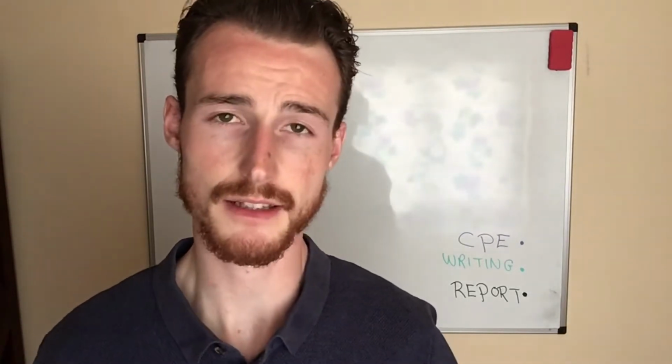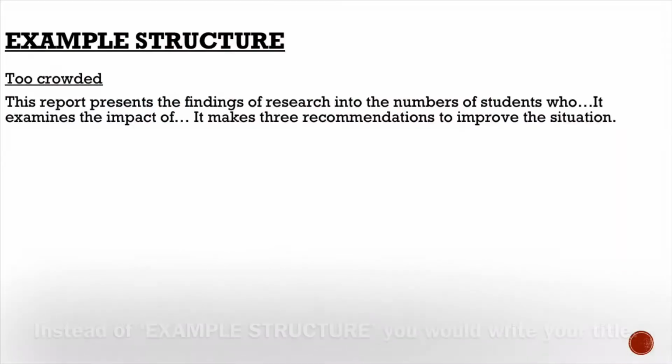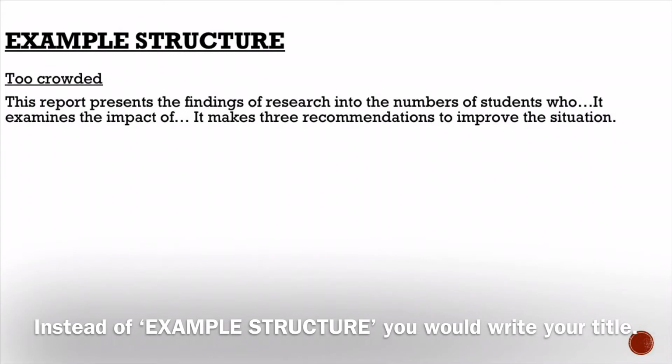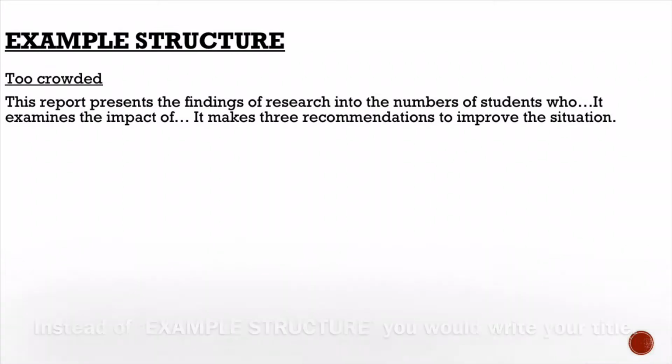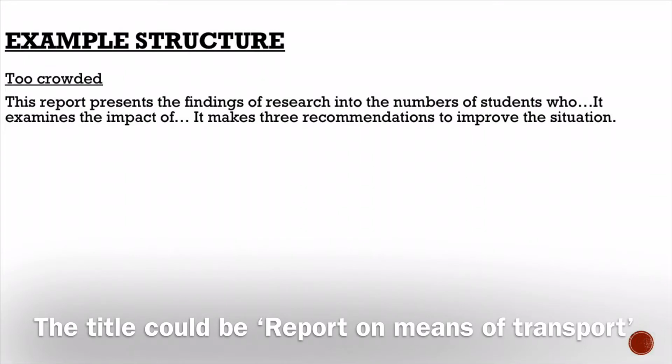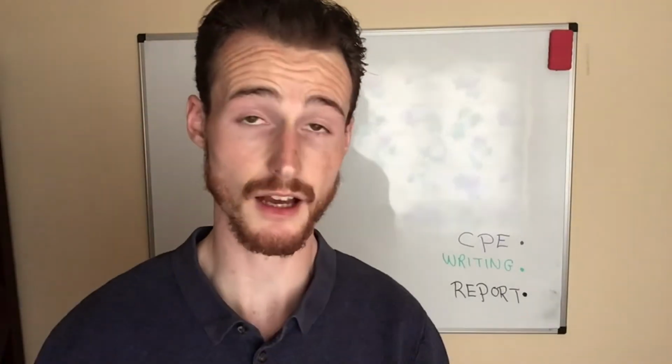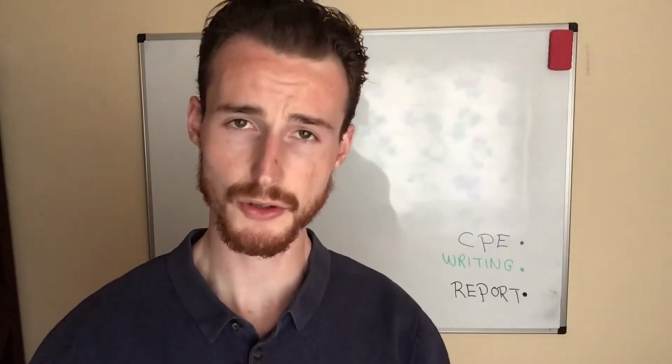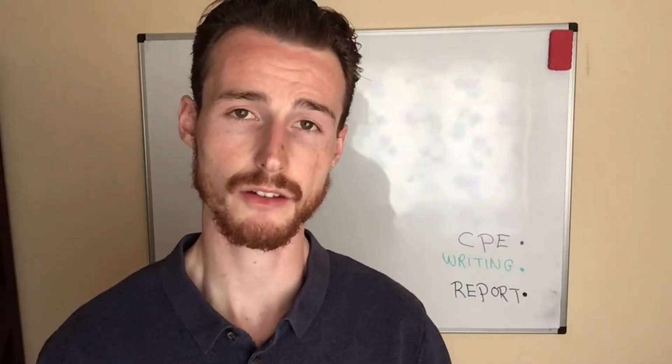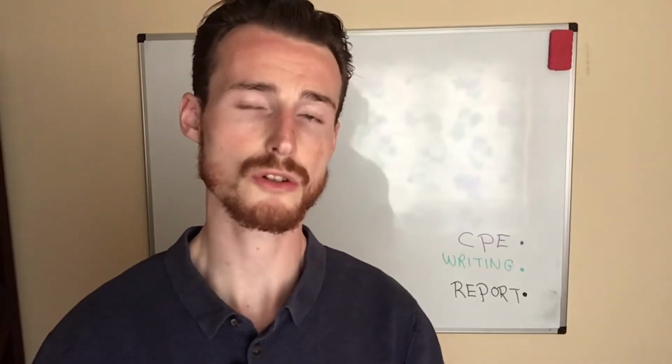And then I've started the first paragraph by saying, this report presents the findings of research into the numbers of students who, etc., etc. It examines the impact of. It makes 3 recommendations to improve the situation. So if you like, you could take this start to the report and you can expand on it. Okay, so you can think now for yourselves, what would you write here?